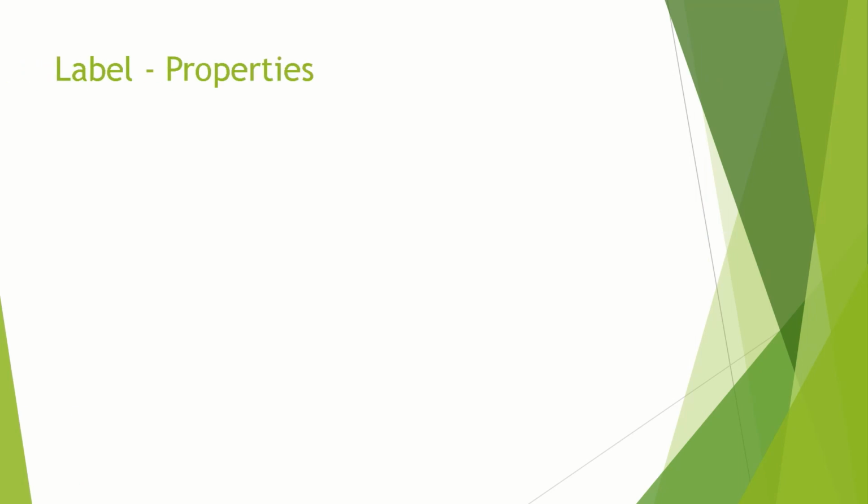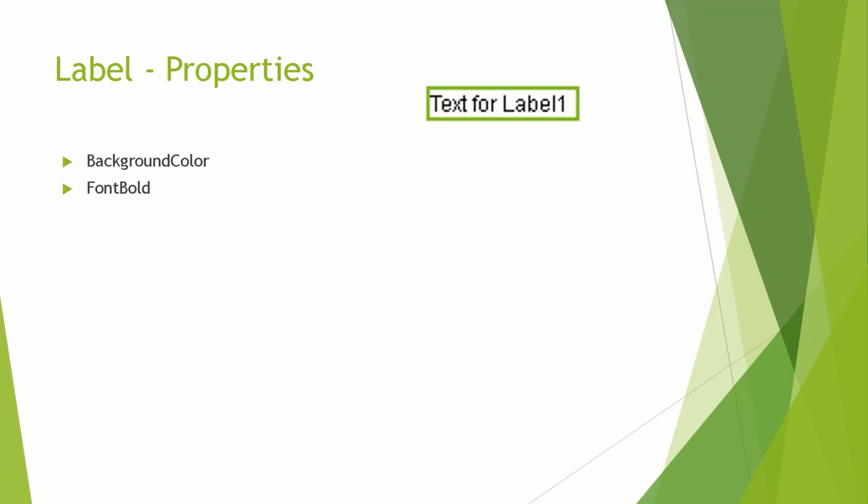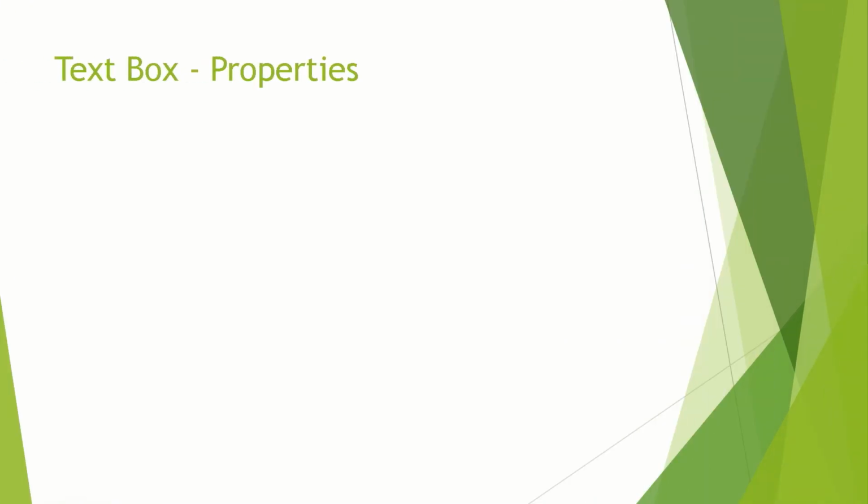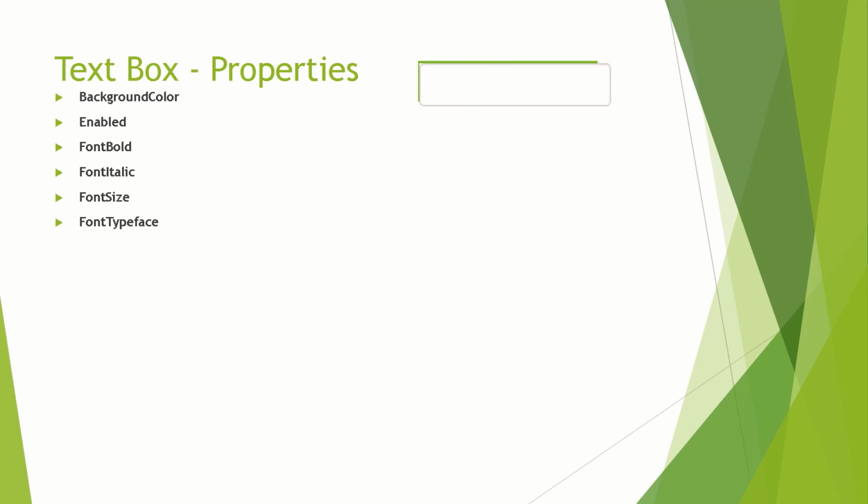You can find similar properties for labels like background color property, font bold property, font italic property, font size property, height property, width property, text property, text color property, visible property. Also, text box has similar properties like buttons and labels. But there are extra properties for text boxes such as hint property, which displays a hint to the user about text box expected value. Multiline property specifies if the text box has single or multiple lines. Numbers only property specifies that text box can accept numbers only.